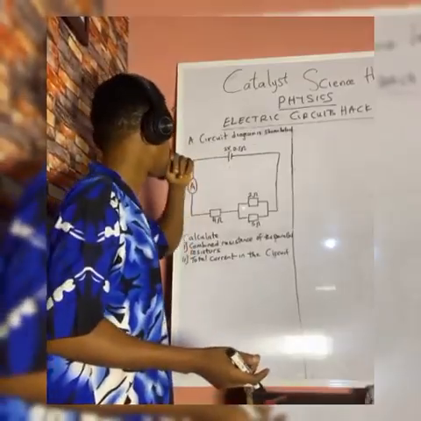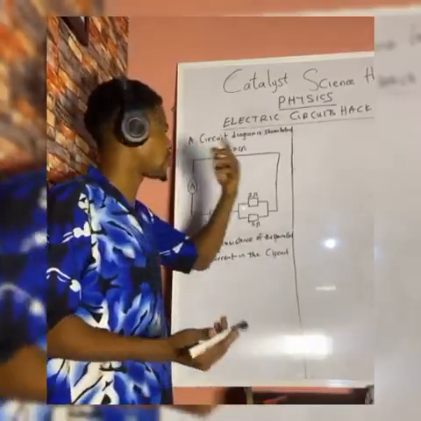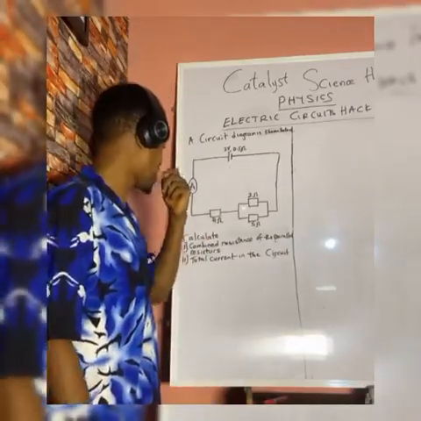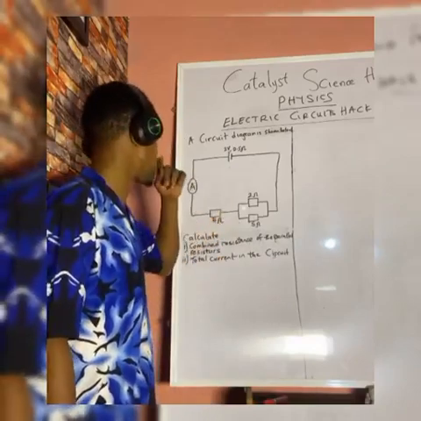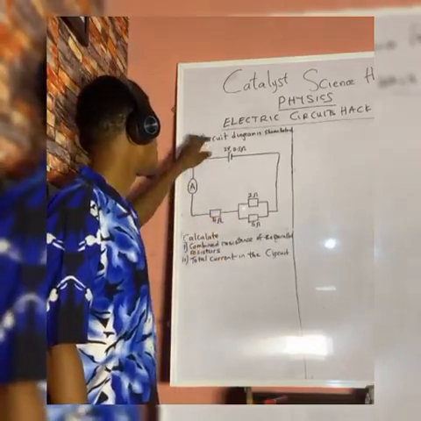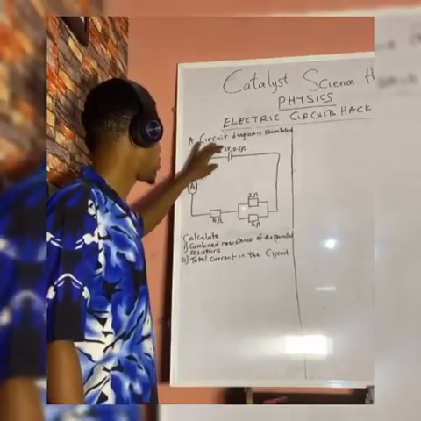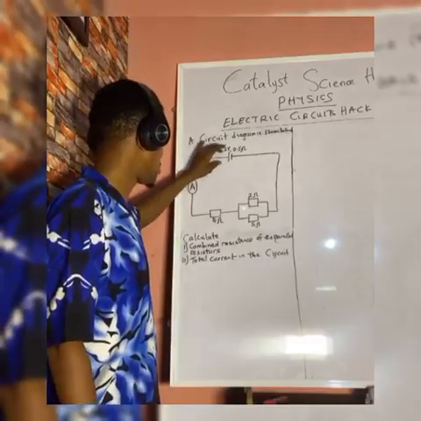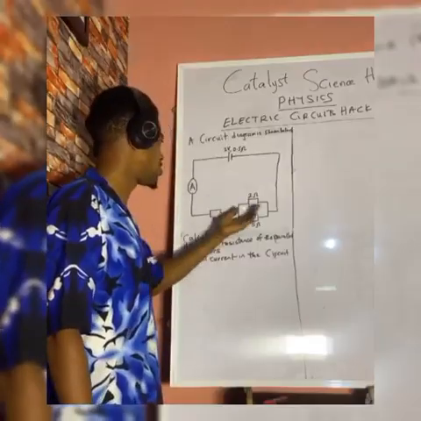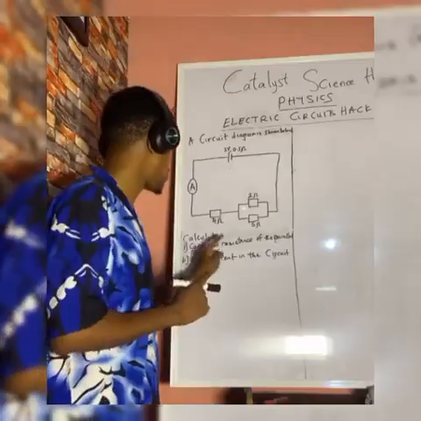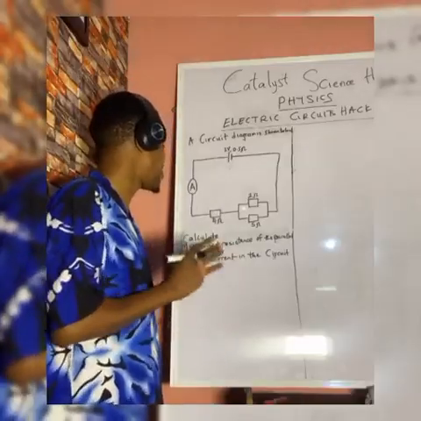Now let's look at this physics question under electric circuit. This is one external exam question. A circuit diagram is shown below. This is the ammeter connected, and this is the voltmeter connected, to the following resistors. Calculate the combined resistance of the parallel resistors.